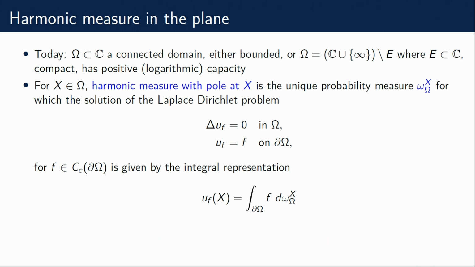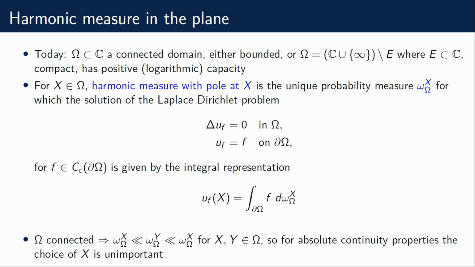Oh, and I should also mention, in the case that omega contains the point at infinity, we want u_f to be harmonic at infinity as well. So really the point at infinity is like an interior point. And lastly, omega is connected. So it's true that if you take two different poles, these two measures, harmonic measure with pole at x versus pole at y, are mutually absolutely continuous. And so from the point of view of absolute continuity, it doesn't really matter which pole you choose. So we'll fix one, and the pole doesn't really matter in the end.